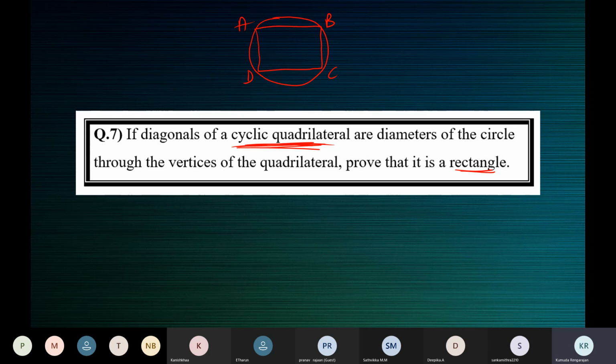You don't always have to show the circle passing through the vertices for a cyclic quadrilateral. But here, since the diameters are mentioned, we have to show the circle. Only if you draw the circle passing through the vertices can you show the diameters.